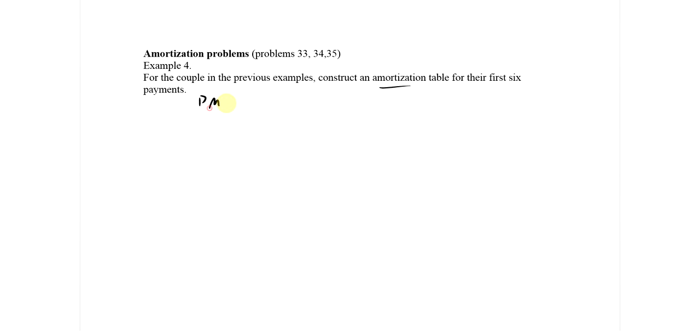We know what the payment is. It's 517.47. We know what the interest rate per period was. That was 0.0166 dot dot dot. And we knew how much they owed, the present value, that's 140,000. Great. So we set up a table.